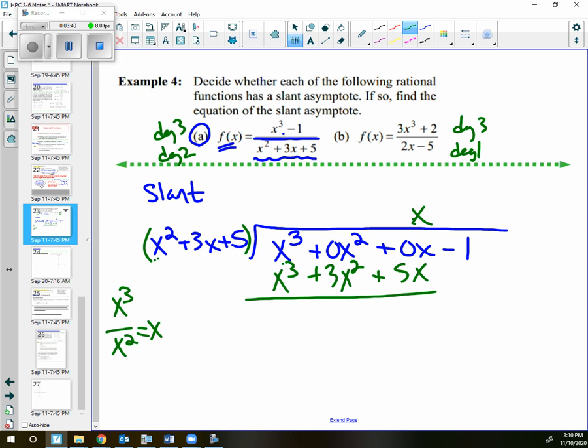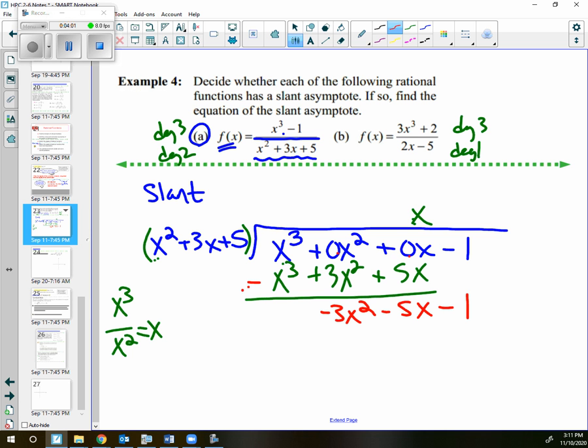All right, and then what do we do with those two? Subtract. The first one should be 0 always. We're trying to divide in there evenly, so that makes sense. 0 minus 3 would be negative 3x squared, and then 0 minus 5 would be minus 5x. So we subtract. After we subtract, we bring down that next term and we start it all over again.